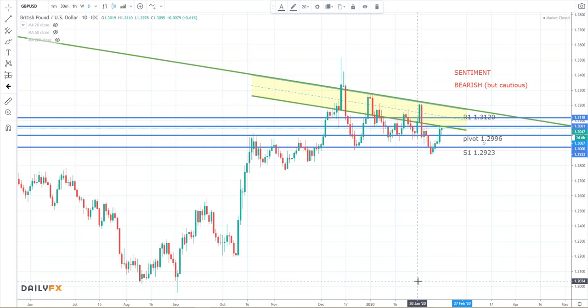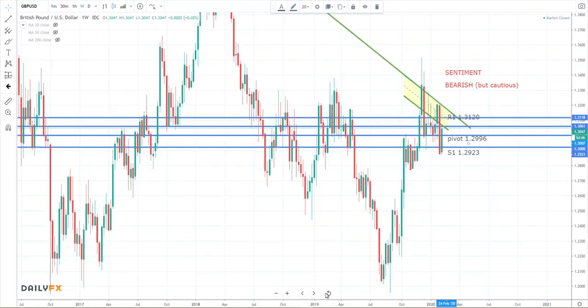We are looking at the daily chart, and my sentiment is bearish but cautious, as the pound has been having some knee-jerk reactions and a lot of big, tall rallies that may not be over yet. So let's go ahead and talk about that.